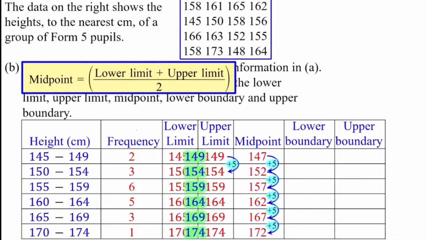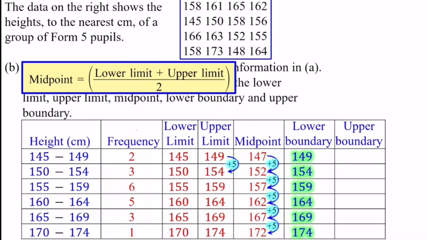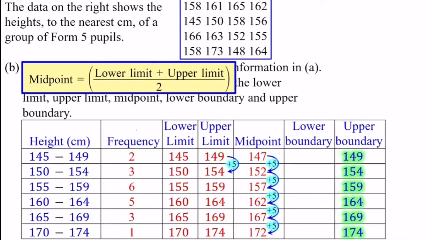Okay, let's recall the formula. For the upper boundary, you copy the upper limit and add 0.5, and for the lower boundary, you subtract 0.5, is it? If you want to subtract 0.5 from 149.5, you get 144.5, right?